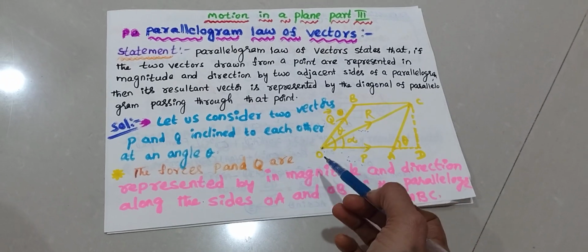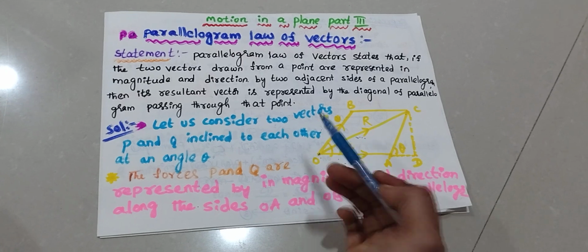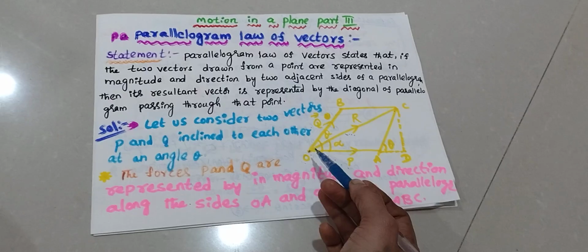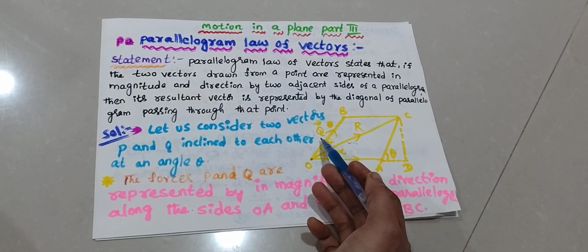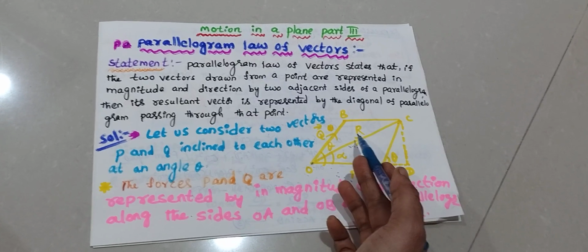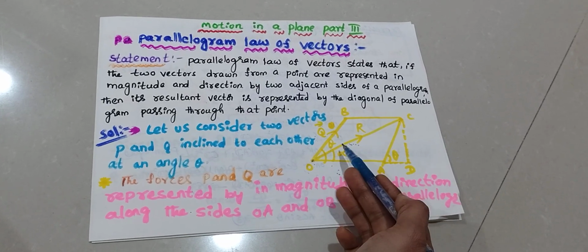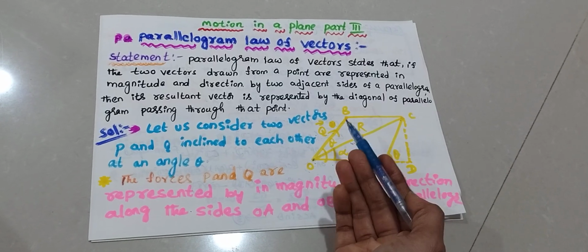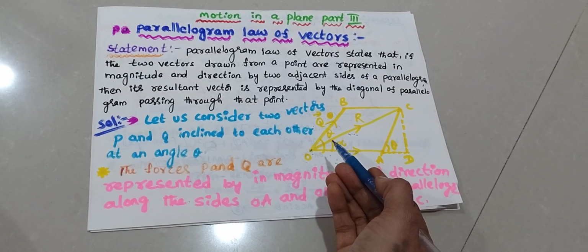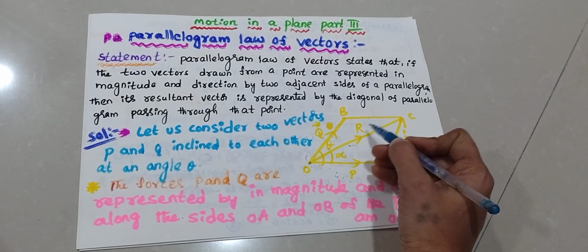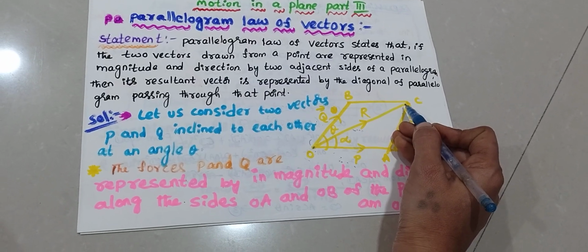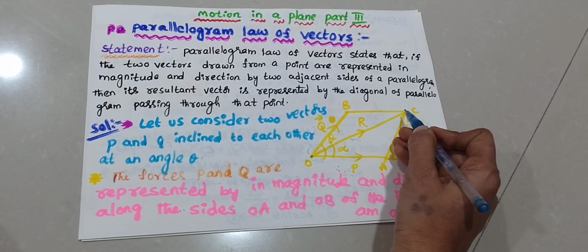Now let us consider two vectors P and Q. These two vectors have a common point, the origin. These two vectors are the adjacent sides of the parallelogram, and R is the resultant vector. This resultant vector, that means the magnitude and direction of the two adjacent sides of a parallelogram, is represented by R bar. This is the diagonal of the parallelogram.